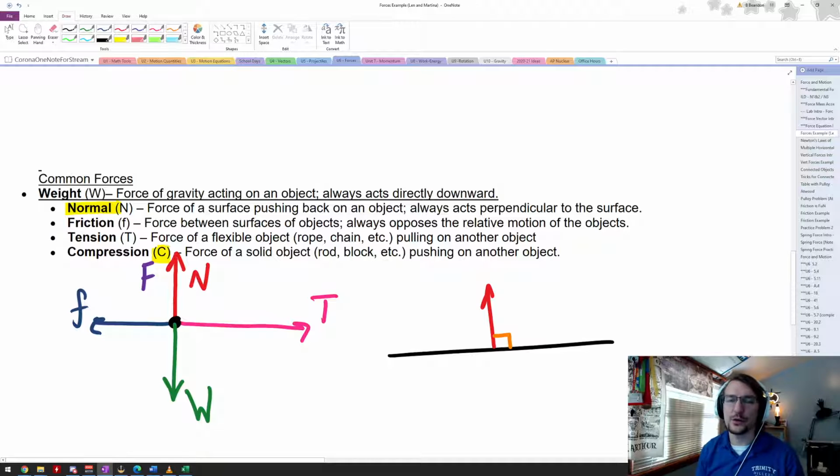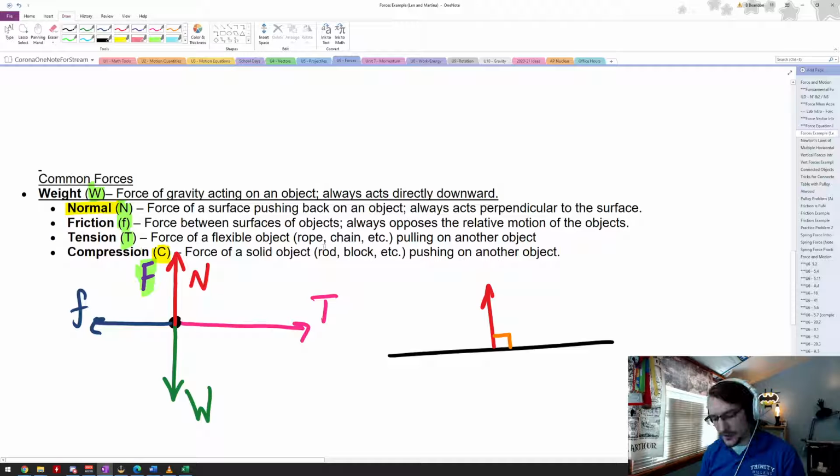They're all things that just go into our F equals ma equation. But sometimes we might use specific symbols like the weight, the normal, friction, or tension, or in my case, F, just for a generic force. And that'll just allow us to work through equations a little bit better.